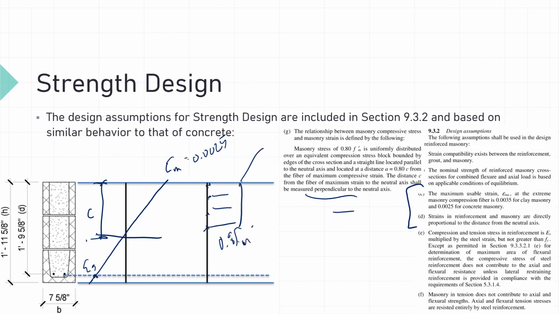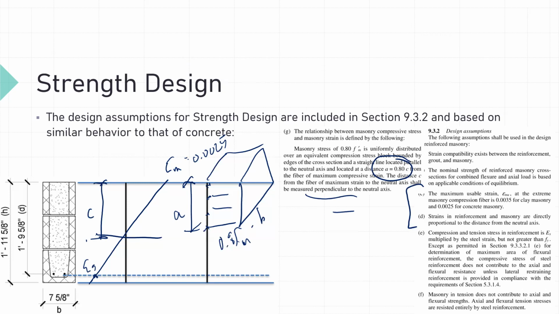Pardon my writing. We have a b dimension into the page, which would be equal to the width of our beam. So if we have an 8-inch wall and we are constructing a cast in place lintel, our width would be 7.625 inches. And then we have the depth of our stress block, which is normally denoted by a. And a in this case is equal to 0.80 times c, which is the depth to our neutral axis.